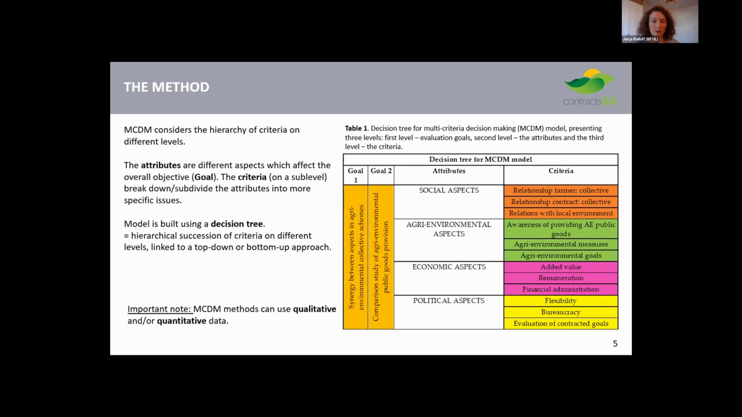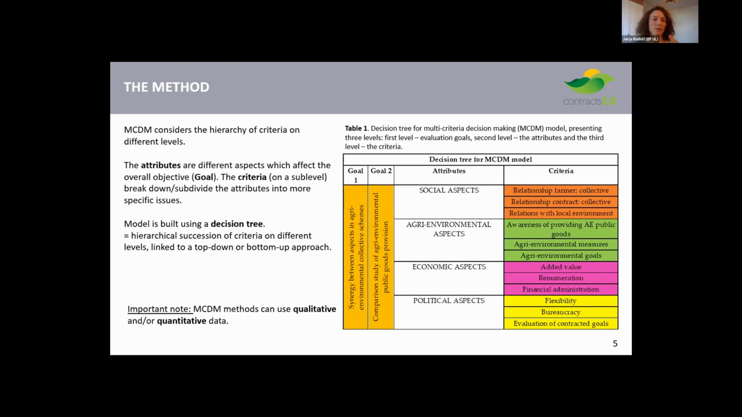In the table, you can see our decision tree for the MCDM model, and it presents three levels. The first level is the evaluation goal. In this case, we have two goals, but only the first one is considered in this presentation. And that is to identify synergy between aspects in agri-environmental collective schemes. The second level is the attributes, and they are divided into four aspects: the social aspect, the agri-environmental aspect, the economic aspect, and the political aspect. Each of the aspects is divided into criteria, 3 criteria per aspect. So overall, we have 12 criteria.